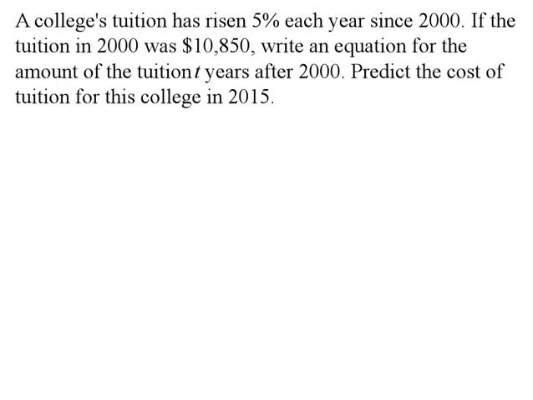Okay, let's go ahead and look at another one. This is something that happens every year. They always talk about this. You always hear this in the news, especially when the university raises its tuition. A college's tuition has risen 5% each year since 2000. If the tuition in 2000 was $10,850, write an equation for the amount of the tuition T years after 2000. Predict the cost of tuition for this college in 2015.